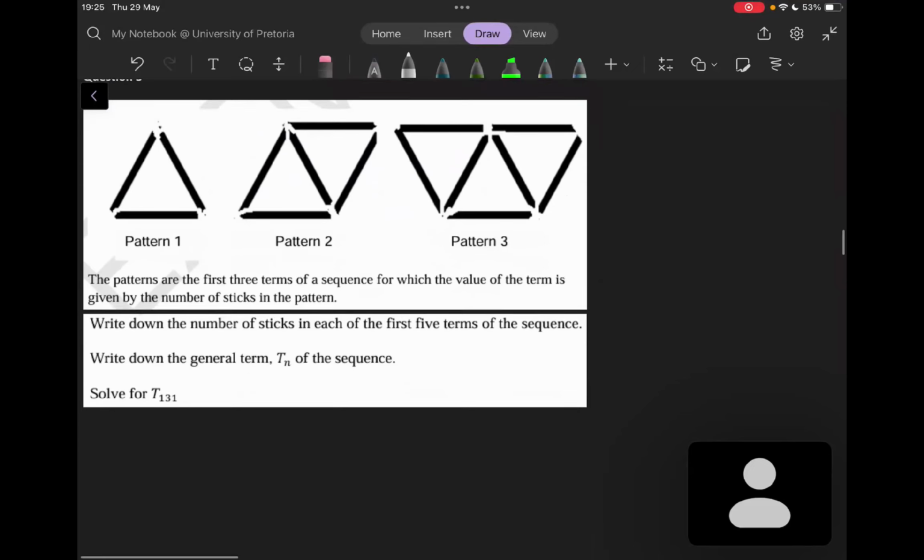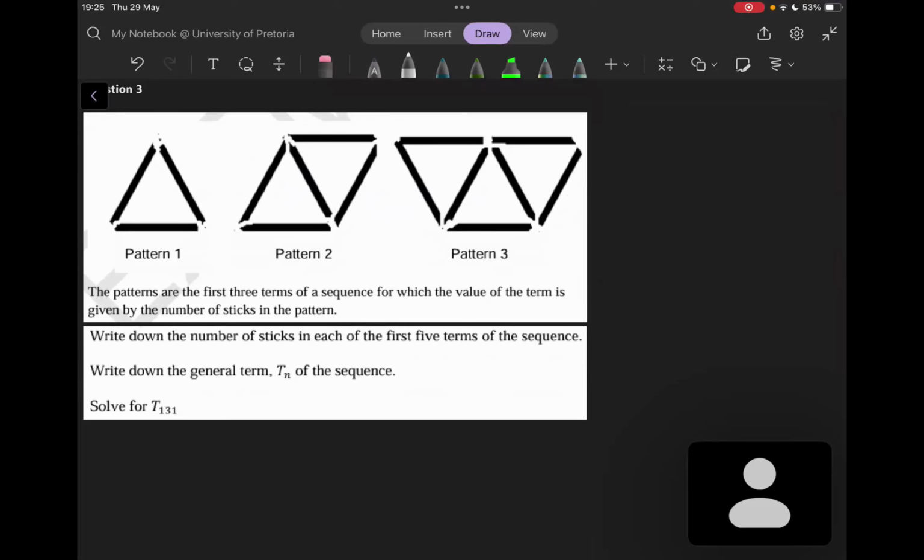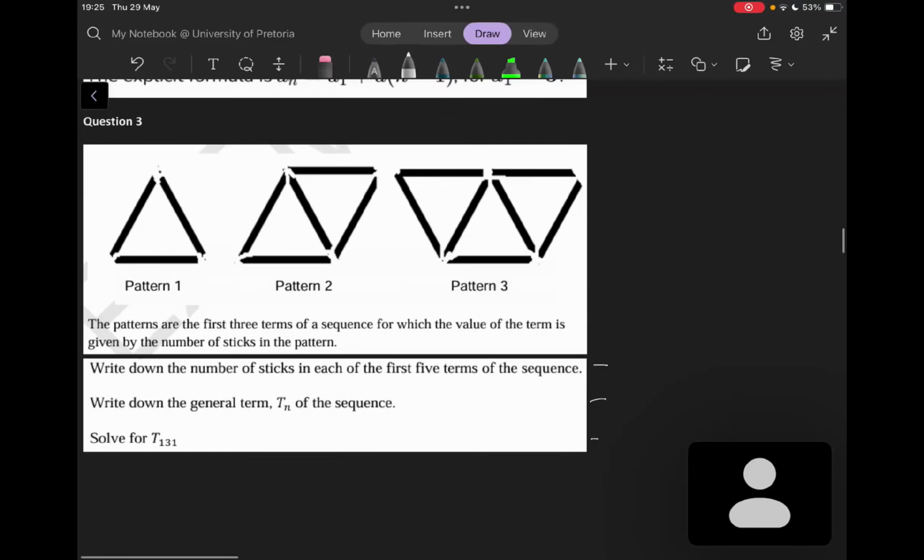So let's get to solving question 3. We have pattern 1, pattern 2, pattern 3. The patterns are the first 3 terms of a sequence for which the value of the term is given by the number of sticks in the pattern. We have to write down the number of sticks in each of the first 5 patterns of the sequence. That's number 1. Number 2 is asking us to write down the general term, Tn. And then number 3 is solving for T131.